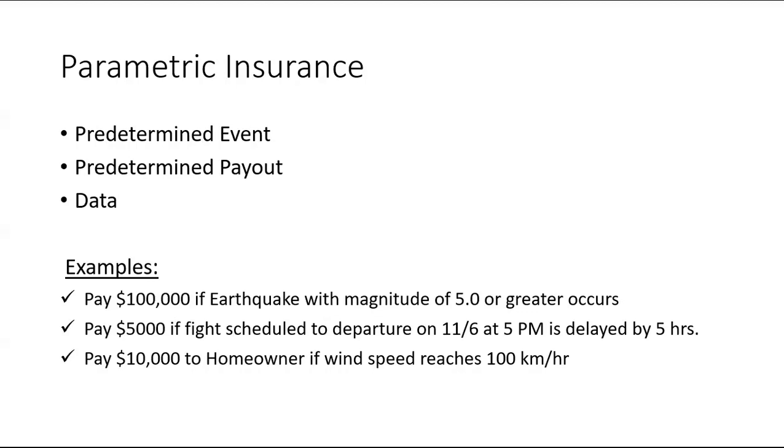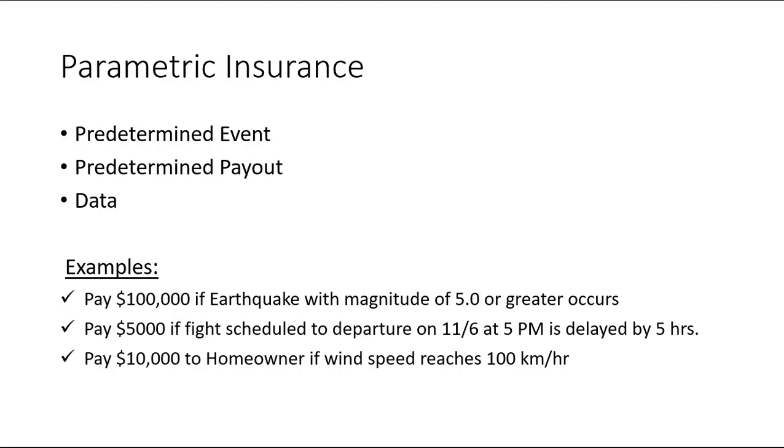Only if that is doable can we issue a parametric insurance. If the data is not accurate, we are going to have some issues. So the short definition of parametric insurance is that we make a predetermined payout based on a predetermined event, provided we have the required data.